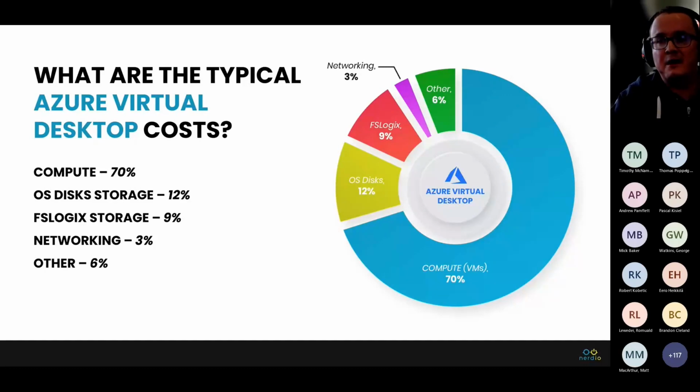So the other thing we do around is the OS disk. We swap the disk when the VM's not running, so that can save a bit of cost as well. Your FSLogix storage can be up to 9% of your cost. Some environments have seen it more, especially if they never clear it down. And networking, obviously, there's not much we can do about that.